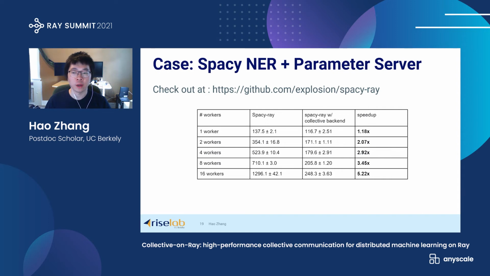When we replace the vanilla Ray APIs with the new collective API, we observe a constant end-to-end speedup when training the spaCy-based NER, which stands for Named Entity Recognition, pipelines on distributed GPU clusters. So to summarize the results, if your applications happen to require collective communication between distributed GPUs and CPUs, we highly recommend trying these primitives, and hopefully a speedup can also be observed in your application.